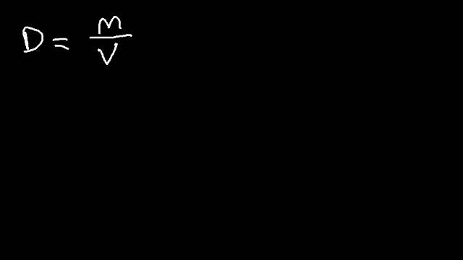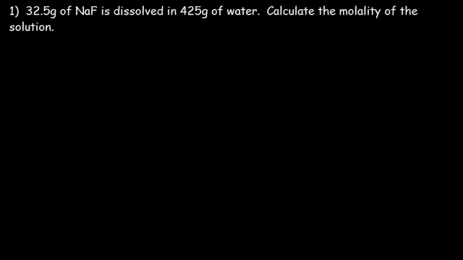And so what we're going to do is go over a few problems, so you can put this information into practice. So let's go ahead and begin. So here's the first one. 32.5 grams of sodium fluoride is dissolved in 425 grams of water. Calculate the molality of the solution.